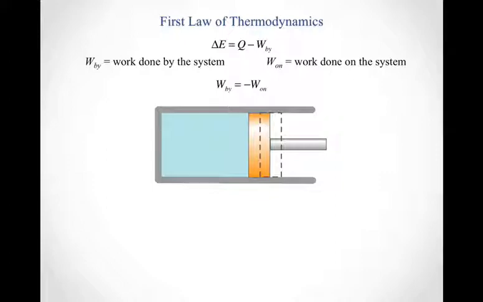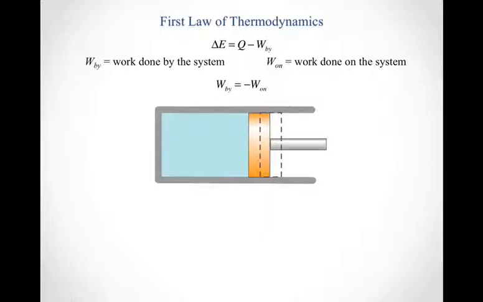When we think about this work term, let's start by being clear about the fact that there are two ways that we could choose to define this work. We could talk about the work done by the system or the work done on the system. And those two things are related to each other. In fact, the work done by the system is simply negative the work done on the system. And we'll talk about where that minus sign comes from in a second.